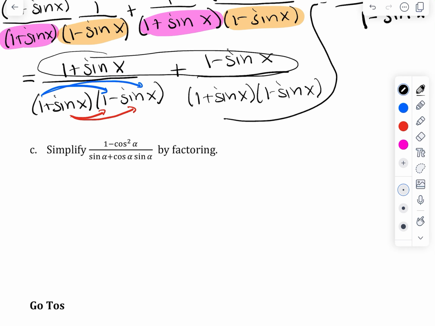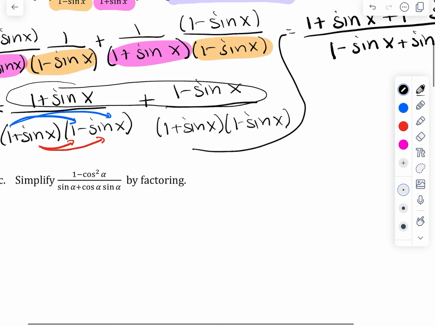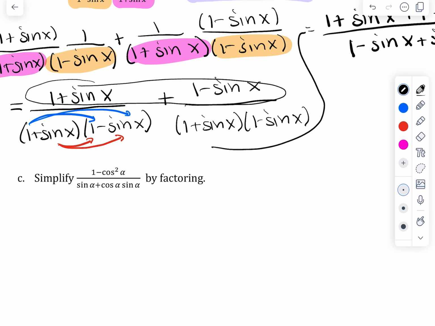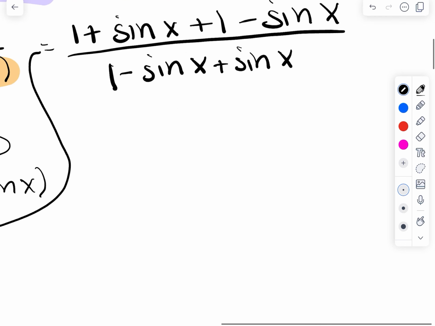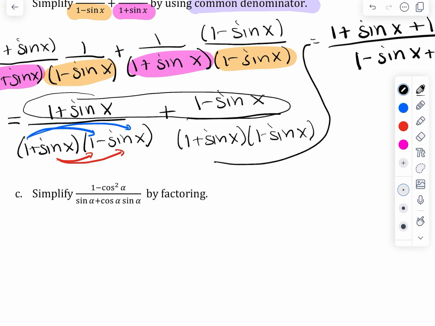Now I need to do the red distribution. The sine x times 1 is a positive sine x. Then I have a positive sine x times a negative sine x. A positive times a negative gives you a negative, and sine x times sine x gives you sine squared x. Remember, x times x is x squared, and sine times sine is sine squared. So this is going to give me a positive sine squared x. That's foiling the purple and the pink together, and that's my common denominator, because if I'm foiling on the left fraction, I'm foiling on the right. They have the same denominator.